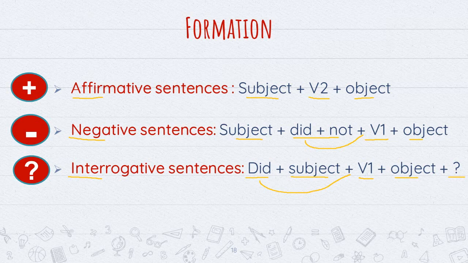Similarly, in the case of interrogative sentences, we'll use did in the beginning of the sentence, then the subject, and as we have already used verb second form, that is did, in the beginning, we are not going to use verb second form again. Here we are using verb first form, because we can use verb second form only once in the sentence. As it is an interrogative sentence, we put a question mark.